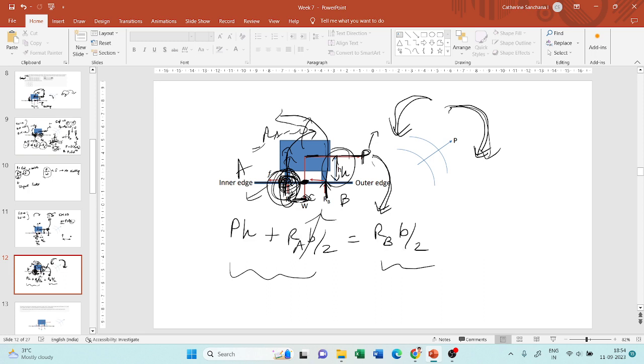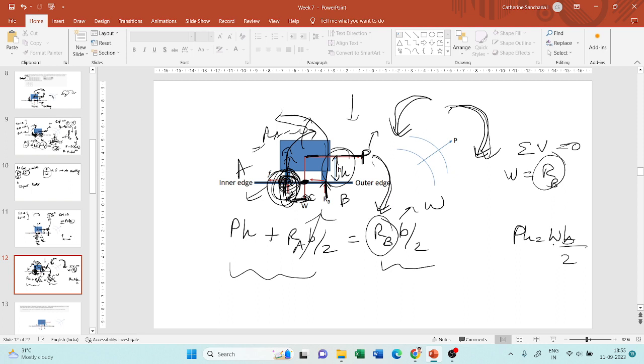And what will RB be? We saw that RB can be found by equating the vertical forces, right? So the summation of vertical forces is 0. The weight of the vehicle is acting in the downward direction and RB is acting in the upward direction. So RB is nothing but W, and you can substitute RB by W. So P into H is equal to W into B by 2. We know that P by W is the impact factor, which is what they want. So it is B by 2H. In order to avoid overturning, this impact factor should be a maximum of B by 2H.